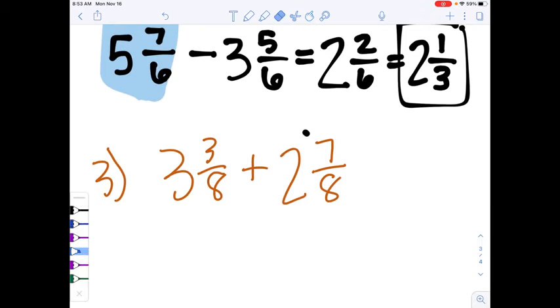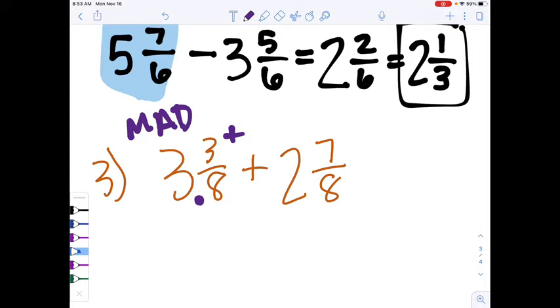Then we have 3 and 3/8 plus 2 and 7/8. Again, few different ways that we could do this. We could add together the whole numbers, add together the fractions, or the way I'm going to do it is by changing them both to improper. I'm going to use that strategy of MAD, multiply, add, keep the denominator.